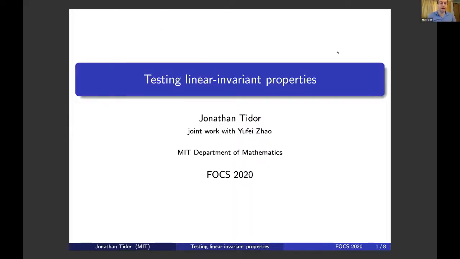Okay, so Jonathan talking about testing linear invariant properties. Great. Can you all hear me and see the slides? Yes. Awesome. Okay. Thanks everyone for being here.